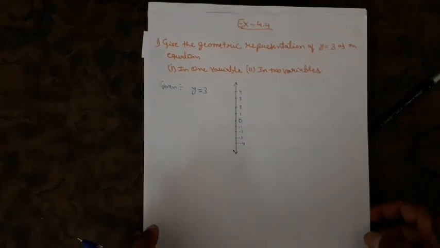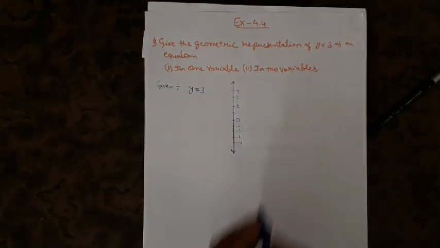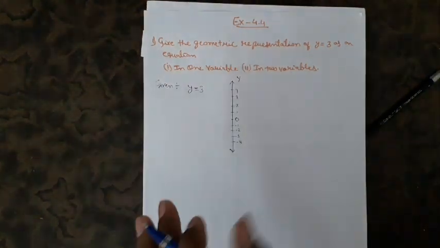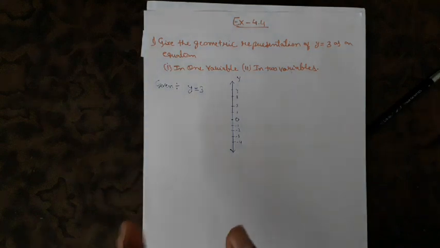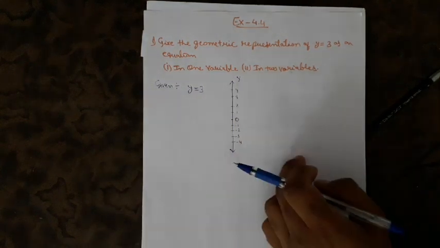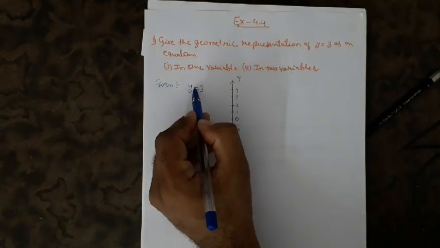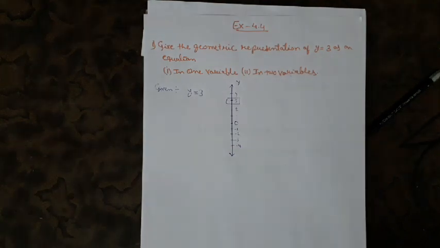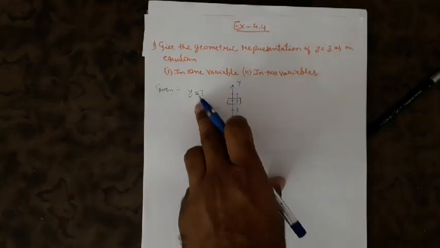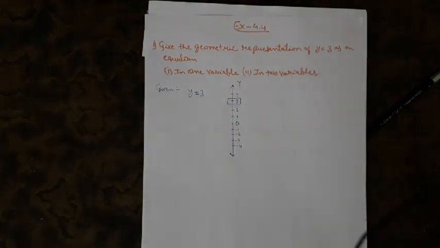Here I have a linear equation in y. It is not compulsory that you draw a vertical line; you can also make a horizontal line. I have to show y = 3, so where would y = 3 be? The value 3 would be here. So this is the geometric representation of the equation y = 3 in one variable. This was very easy.